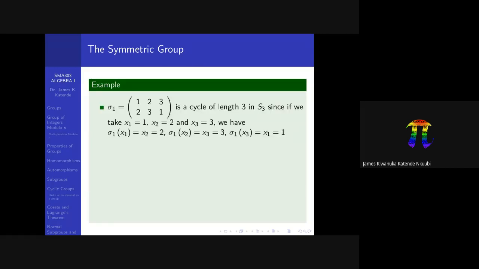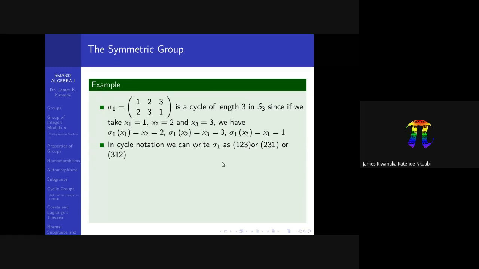So let's see what the example says. Let's pick this example from S3: 1 is mapped to 2, 2 is mapped to 3, and 3 is mapped to 1. So if you take x1 to be 1, x2 to be 2, and x3 to be 3, then we have the following situation. x1 goes to 2. In other words, 1 will go to 2. x2 goes to x3, so in other words, 2 goes to 3. And clearly you can see that 3 will go to 1. So in cycle notation, instead of writing this whole thing here, you simply write it as (1 2 3).